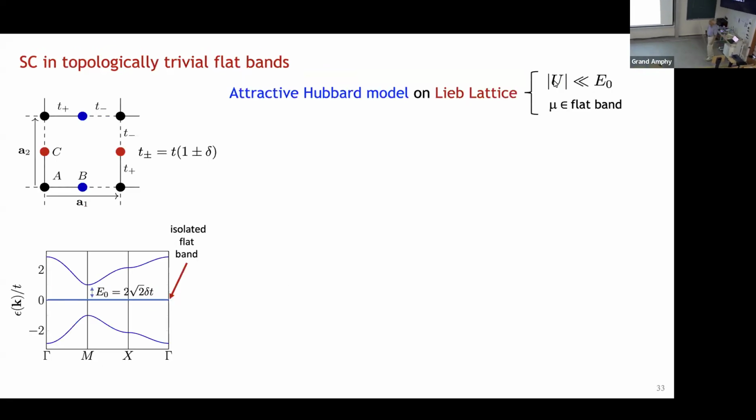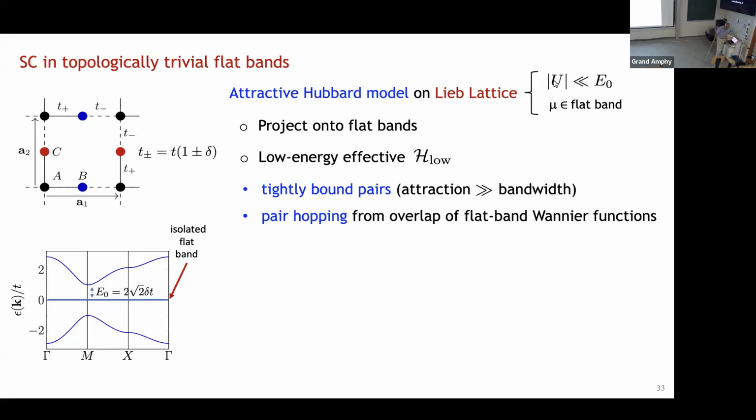So trivial flat bands. Let's look at the attractive Hubbard model on the Lieb lattice. The Lieb lattice is a very famous lattice that Elliott Lieb introduced, and if you stagger it by changing the hopping between these two, you can actually get an isolated, completely flat band, which is separated from the other bands. And we will study situations where the attraction is much smaller than the gap to other bands. That's the interesting limit. And the chemical potential lies in the isolated flat band. So we do all of this.